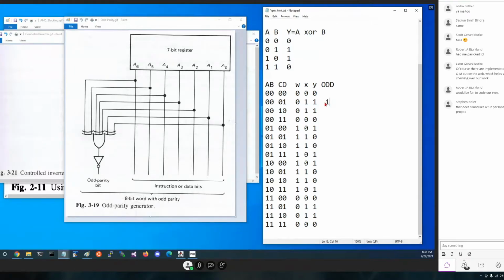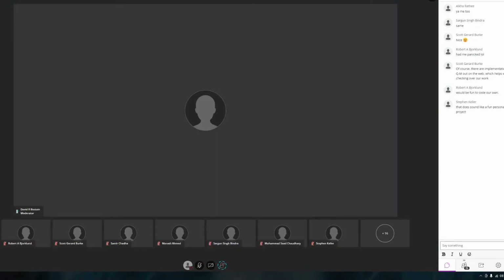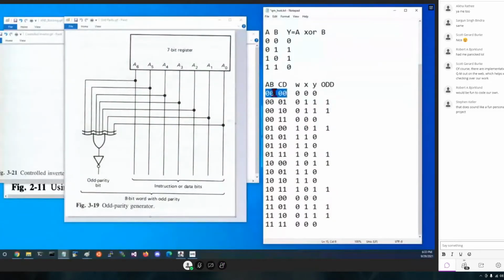If Y is turned on, let's go over here and count the number of ones we have. We have none, so it's not odd. We have 1, so it is an odd number. We have 1, it's an odd number. 2 we don't. 1 we do. 2 we don't. 2 we don't. 3 we do. 1 we do. 2 we don't. 2 we don't. 3 we do. 2 we don't. 3 we do. 3 we do.